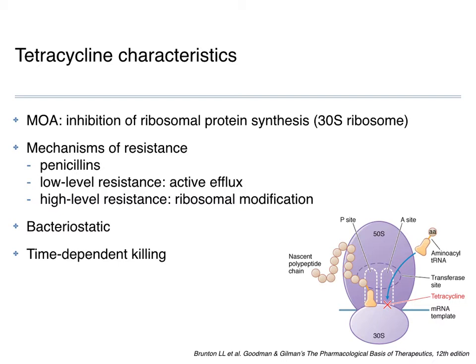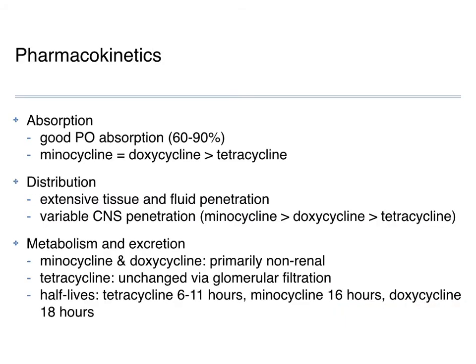Like the macrolides, they are bacteriostatic, also time-dependent killers. So very similar to macrolides, other than, of course, the part of the ribosome that they bind to. Absorption: minocycline and doxycycline especially have fairly good oral absorption, and so are definitely preferred when it comes to tetracyclines, with 60 to 90% oral absorption. Distribution is fairly good as well, and as you see, some appreciable CNS penetration. I wouldn't say these are drugs that we use primarily for their role in meningitis, but you could use these drugs sometimes to treat certain cases of meningitis.